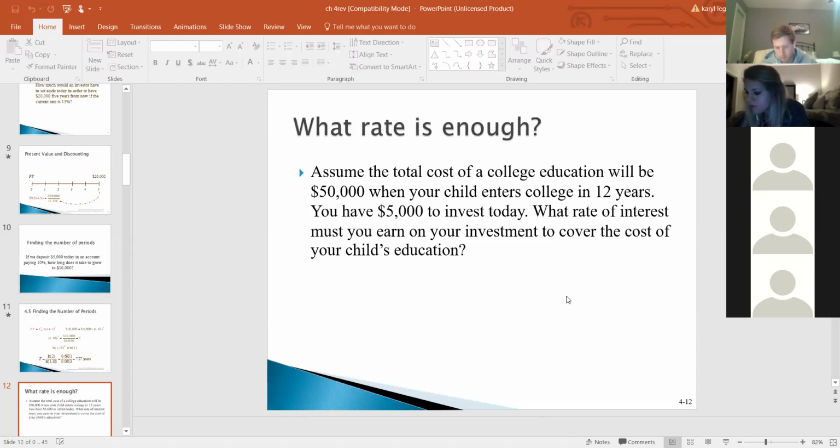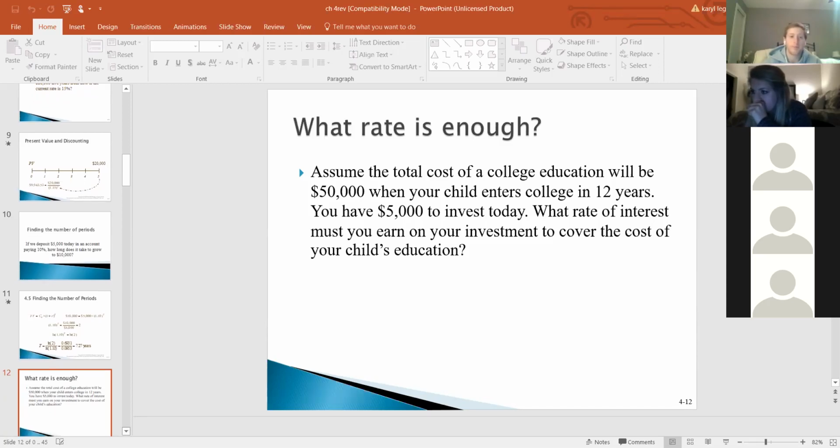If you're doing this in Excel, remember you have to put in the guess at the end. So the formula is equals rate. And then at the end, it's going to ask you for a guess. I always put in 0.1 or 10%. So take a minute and work on this one, and then we'll check to see how you did.